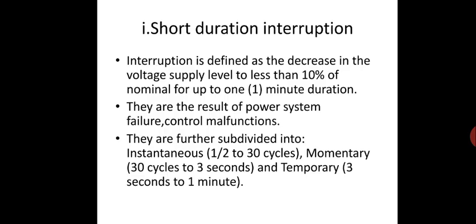They are the result of power system failures and control malfunctions. They are further divided into instantaneous, momentary and temporary. Instantaneous lasts 0.5 to 30 cycles. The next one, momentary, lasts for 30 cycles to 3 seconds. That is normally what we can see. If it is 3 seconds, that is at 50 hertz.